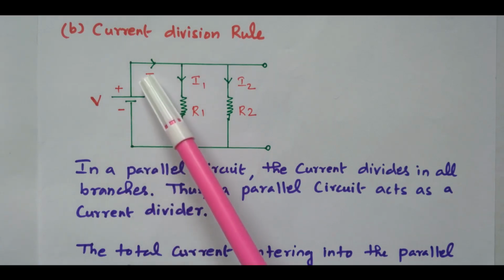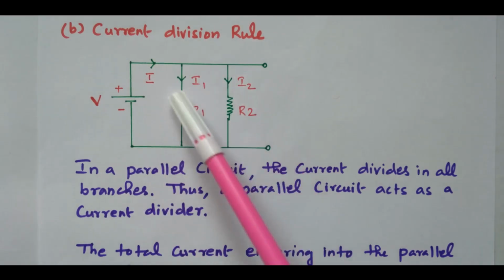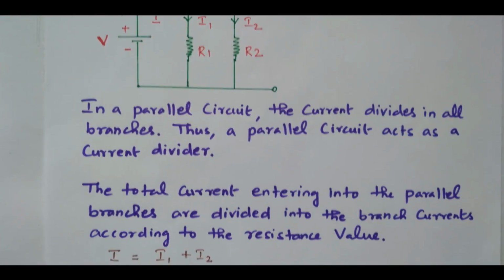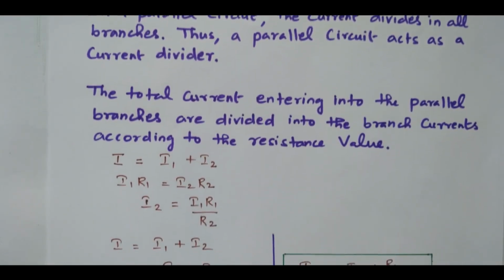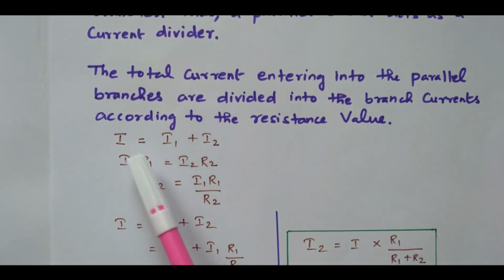So the total current I equals I1 plus I2. That is a very basic formula. The total current entering the parallel branches is divided into branch currents according to the resistor value. Based on the resistor value, the current will be divided. So we'll go for the derivation. The basic thing is I equals I1 plus I2, the total current equals the current flowing through the resistors, I1 and I2.